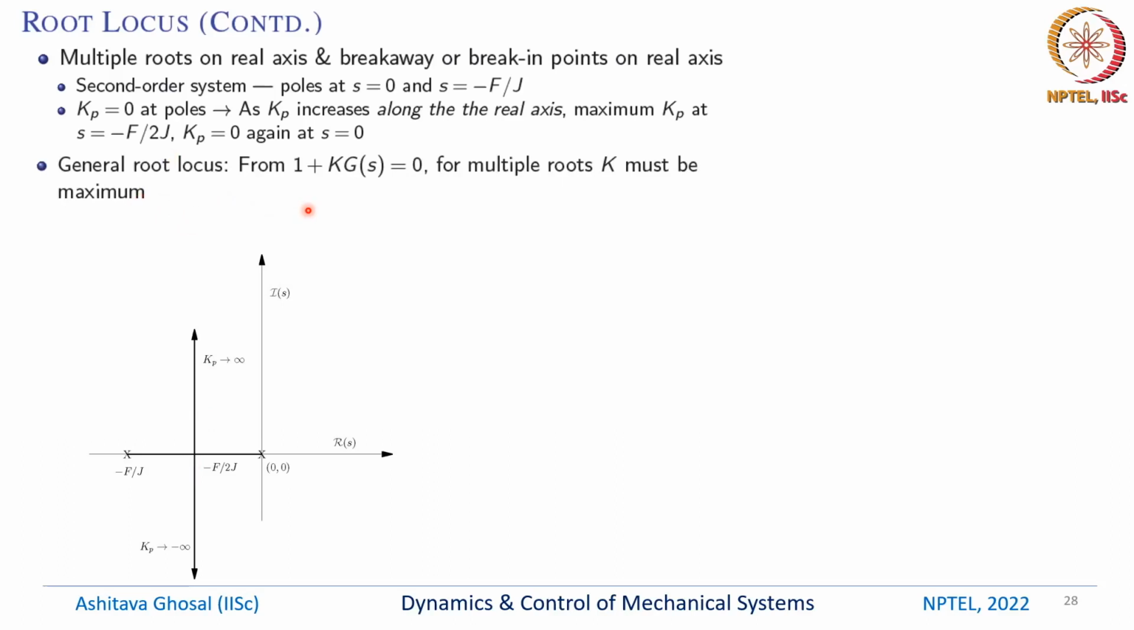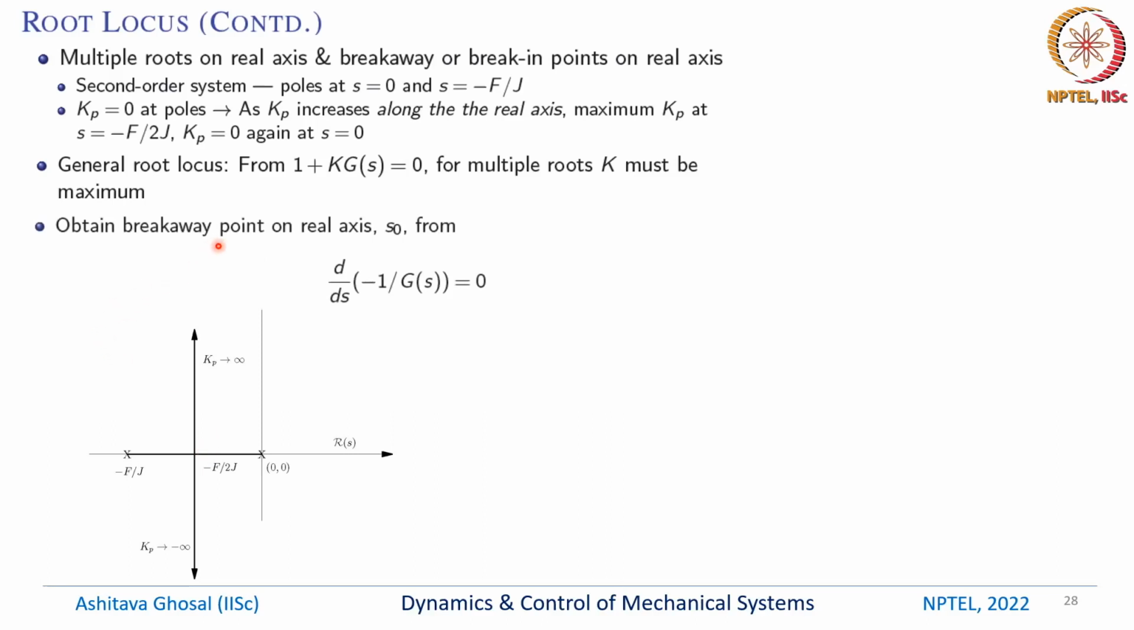So in general, from 1 plus kg equal to 0, for multiple roots, k must be at a maximum. So k equals 0 here, k equals 0 here, but then it increases and then again decreases to 0. So k is maximum here on the real axis. Of course k is increasing as you go towards the imaginary axis, k becomes larger and larger, and the poles will become complex, but we are only interested in the real axis, where the loci meet and where they break away.